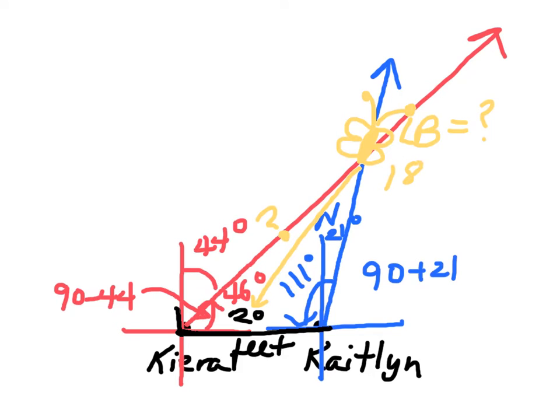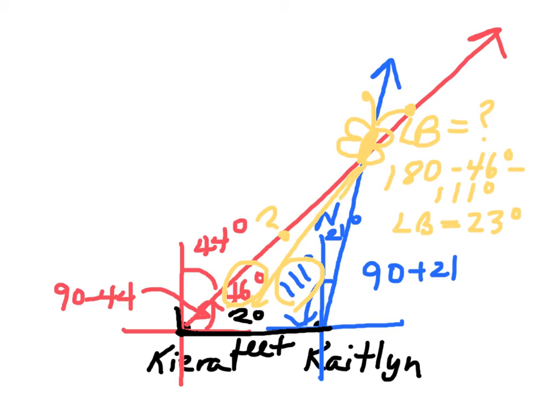So what is my angle B? I'm going to take 180 degrees and I'm going to subtract the angles that I know that are inside the triangle. The first one is the 46 degrees by Kiera, and the second one is the 111 degrees by Caitlin. And if I take 180 and subtract those two angles, I'm going to get angle B is equal to 23 degrees. All right, now that I have angle B is 23 degrees, I can set up a law of sines proportion.